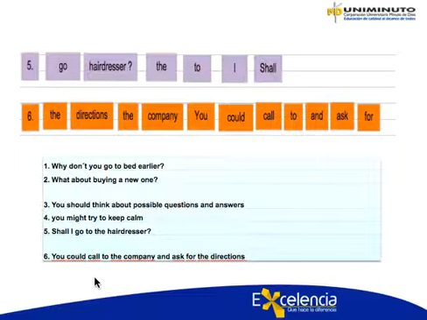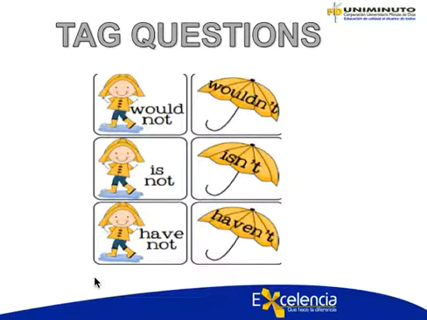Okay, so now let's continue with the question tags. In this part, we have question tags, es como un cierto, es como un verdad. Okay, so y se utilizan las contracciones. En este caso, would not, the contraction is wouldn't. We have is not, the contraction is isn't. Have not, the contraction is haven't. Let's look at the examples.